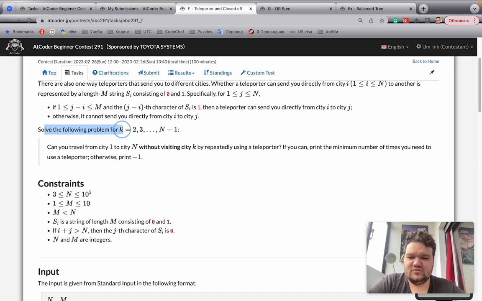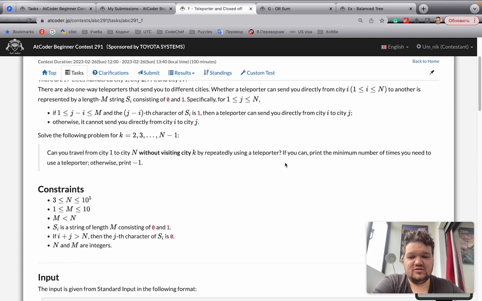Solve the following problem for each k. Can you travel from city 1 to city n without using city k by repeatedly using a teleporter? If you can, print the minimum number of times you need to use a teleporter, otherwise print -1. So for every intermediate vertex, we should solve the shortest path from 1 to n if it is not allowed to use this vertex.